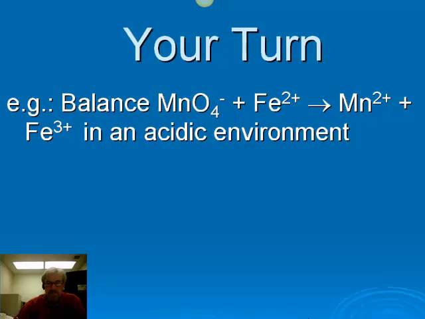Okay, I'm going to give you a couple of opportunities to practice. Try doing this one. This is permanganate reacting with iron 2 to produce manganese 2 ions and iron 3 in an acidic environment. Stop the video and give this an honest try. Follow the steps and see if you can come up with a balanced chemical equation. I'll flash the balanced chemical equation up on the screen here, and if you got it right, move on to the next one. Otherwise, watch my solution.